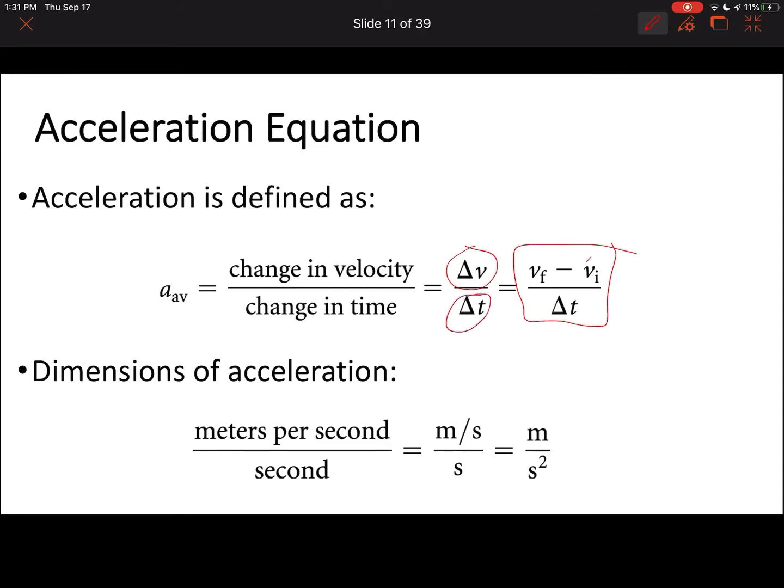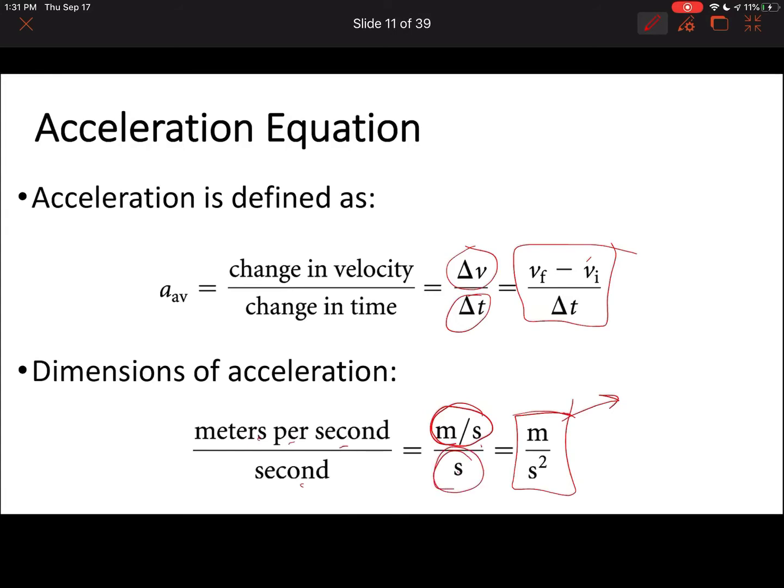We measure acceleration. We measure velocity in meters per second. We measure time in just seconds. So meters per second over seconds is the same as meters per second squared. And this is our SI unit of acceleration. It's essentially the only one that we are ever going to use in this course. It requires us then that we need to make sure velocity is in meters per second and time is in seconds.